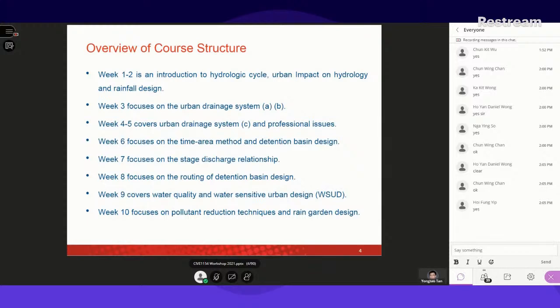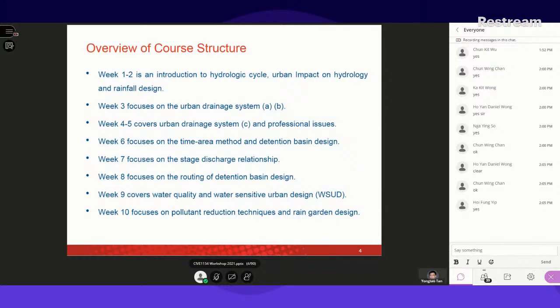According to the overview of the course structure, this study focuses on 3 parts. The first part is to design the conventional urban drainage system, which means week 1 to week 5, to get the flow hydrograph at the downstream of the developed area. That means how to design the urban drainage system. That is the first part.